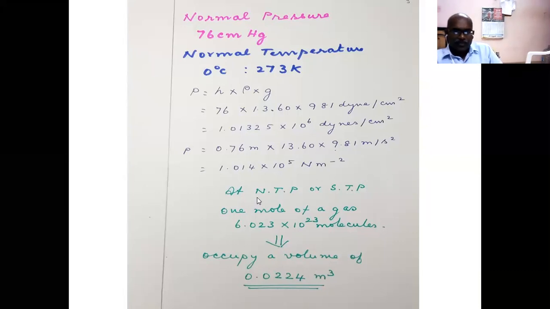So what is normal pressure? 76 centimeter or 0.76 meter. What is normal temperature? It is 273 Kelvin. What is normal volume? That is the volume of 1 mole of a gas at a normal temperature pressure condition. It is 22.4 liter or 0.0224 meter cube. So these are all the fundamental ideas in gaseous state.